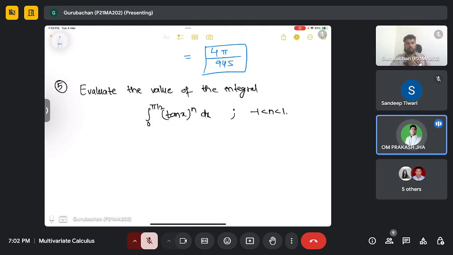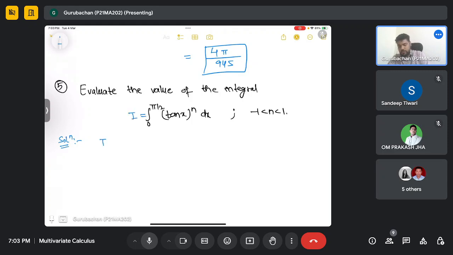It can be approached by expanding tan x as sin x divided by cos x. Expanding means Taylor's expansion? Don't use that word. So one suggestion is we can start by writing tan x as sin x by cos x. I am giving this the name I. So this will be the integral from 0 to pi by 2 of sin x to the power n into cos x to the power minus n dx. Now, what will be the next step?